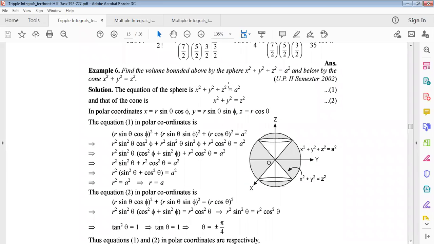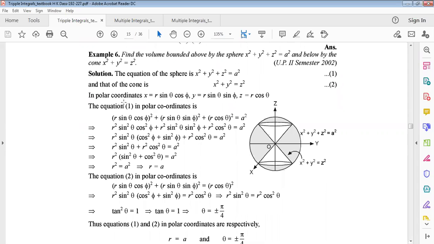Now find the volume bounded by the sphere above and below by the cone. The cone is x squared plus y squared equals z squared, and the sphere is x squared plus y squared plus z squared equals a squared. The equation of the given sphere is equation number 1, and the given cone is equation number 2.